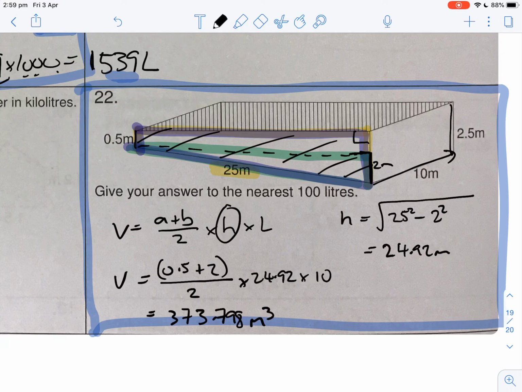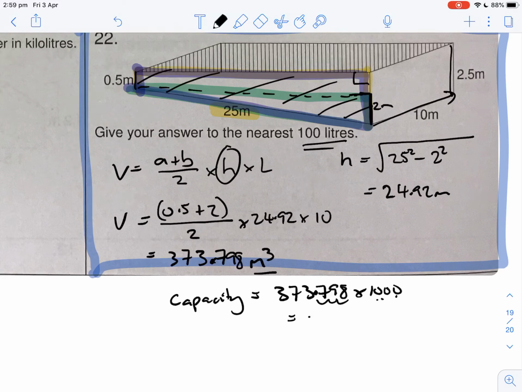Now, this looks like a swimming pool, and in fact they've said here to the nearest 100 litres. So to turn my volume measurement, my metres cubed, into litres, I'm going to need to times this answer by 1,000. So my capacity is equal to the 373.798 times by 1,000. And again, mentally, I've got 3 zeros, so I'm moving that decimal 3 places. So that's going to give me an answer of 373,798 litres.